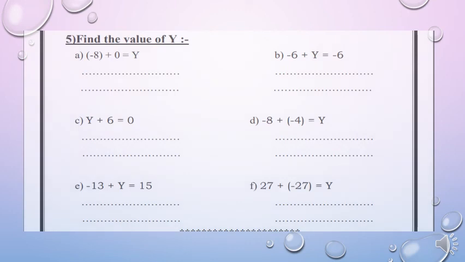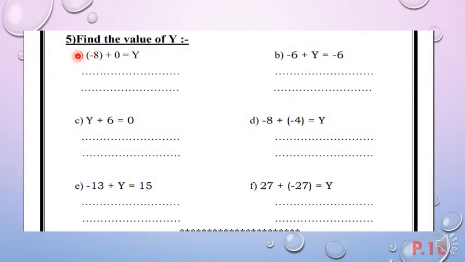Page 16. Number 5. Find the value of y. Letter A. Negative 8 plus 0 equals y. So y equals negative 8. Letter B. Negative 6 plus y equals negative 6. Which means what added to negative 6 will give me negative 6? y equals 0.